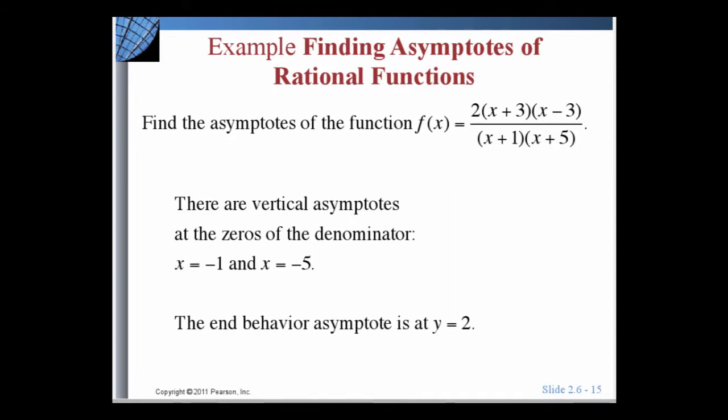So there are vertical asymptotes at the zeros of the denominator, x equals -1 and x equals -5. The end behavior asymptote is at y equals 2. And it may not be obvious why that is, but if you look at your factors of f in the numerator, if you were to multiply this out, you would have a quadratic in the numerator and you would also have a quadratic in the denominator. So we're going to have an x squared over an x squared. When that's the case, we would have 2x squared over 1x squared, so that's where y equals 2 comes from. It's the ratio of the coefficients on these two.